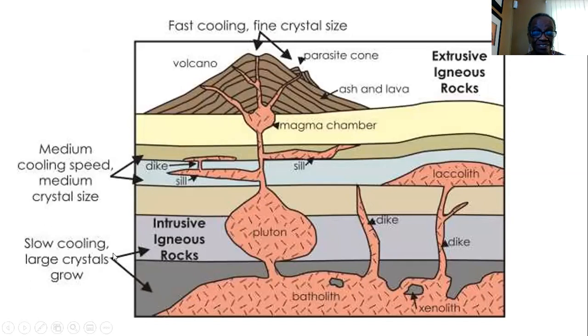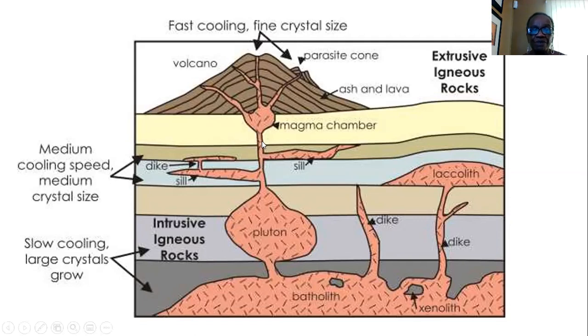Intrusive igneous rocks, slow cooling. This magma far below the surface of the earth. And when it starts to cool, it takes a while. So that gives an opportunity for crystals to grow larger. As the magma starts moving upward, then the cooling rate is going to decrease. And as the cooling rate decreases, that means that the crystal sizes are going to also decrease. So we have medium-sized crystals.